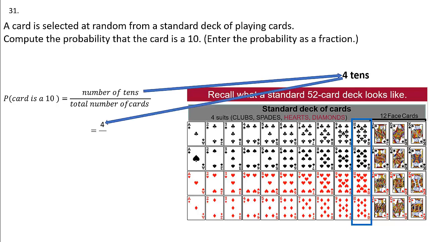So the number of 10s is 4. That's the numerator. And there are 52 cards in the deck. So that's the denominator. So you get 4 52nds. You don't have to reduce your fractions. WebAssign will accept 4 52nds. But if you do reduce it, it would be 1/13.